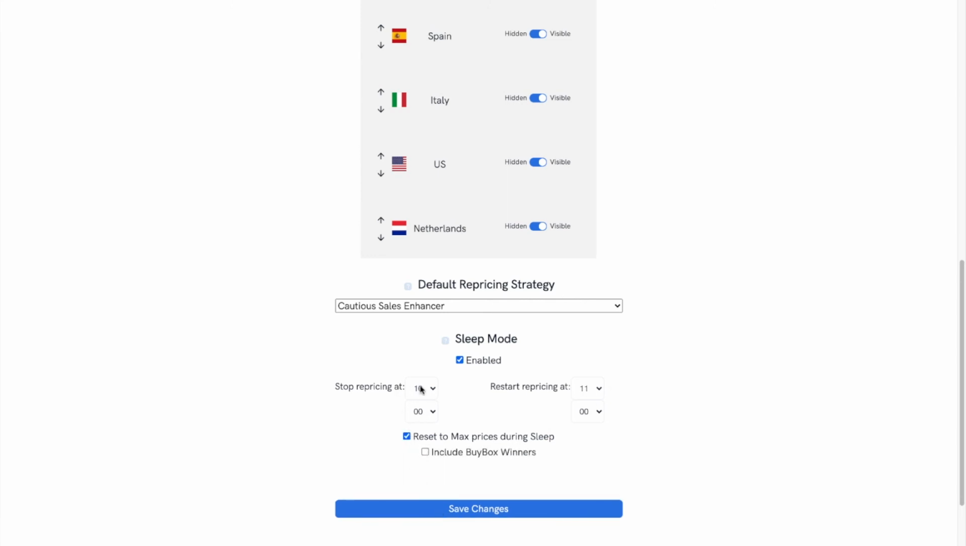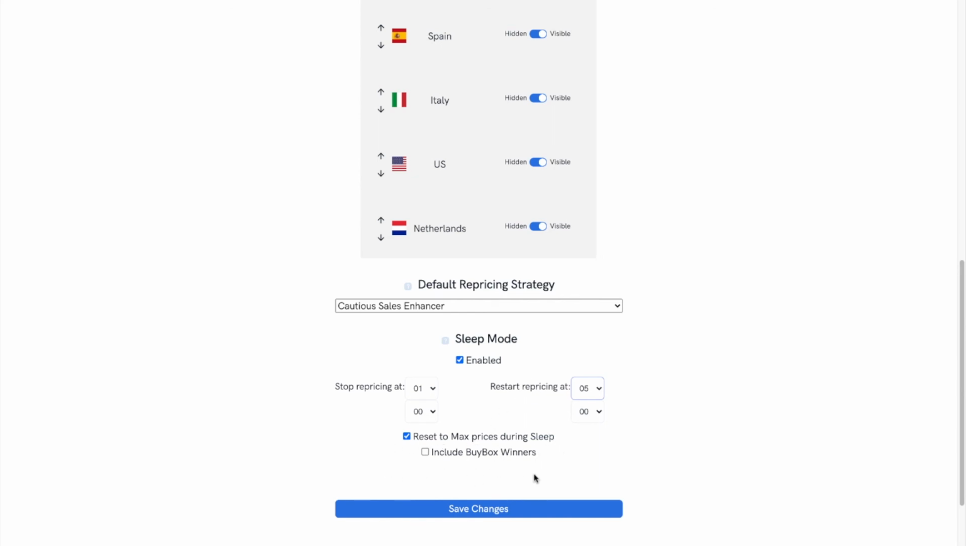And what happens is you can choose, so you start your repricing, maybe you stop repricing at 1 in the morning and start again at maybe 5 in the morning. Something like that if that suited you. You can change this in terms of time zone in the settings, which we'll go through shortly. So you can make it your own time zone. And then whether you include buy box winners or not is up to you.